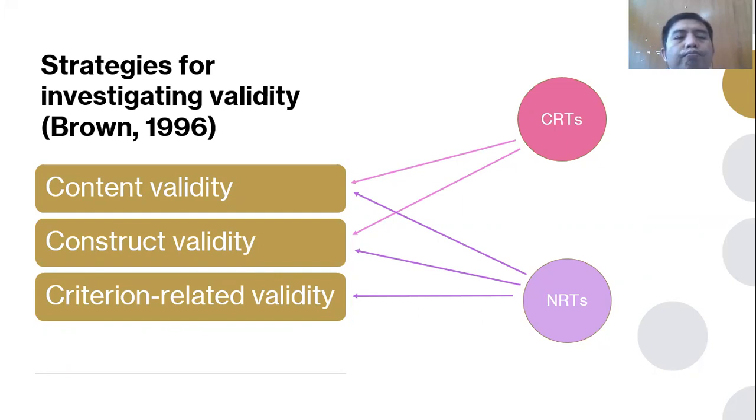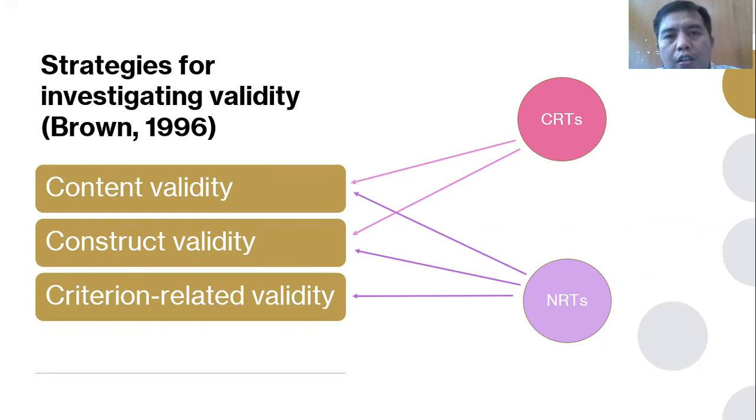Okay. Out of these three strategies, only content validity and construct validity are applicable for investigating the validity of CRTs. So only these two you could use to investigate the validity of CRTs. Why? Because criterion-related validity is based on a correlational analysis.